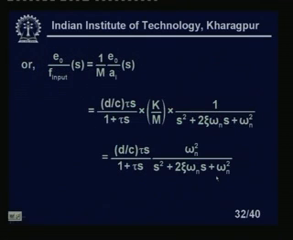Now, E naught by F input in S equals 1 by M times E naught by AI into S. This I can write as D by C into tau S upon 1 plus tau S, multiplied by K by M into 1 upon S square plus 2 xi omega n S plus omega n square, equal to D by C tau S upon 1 plus tau S into omega n square upon S square plus 2 xi omega n S plus omega n square, right.